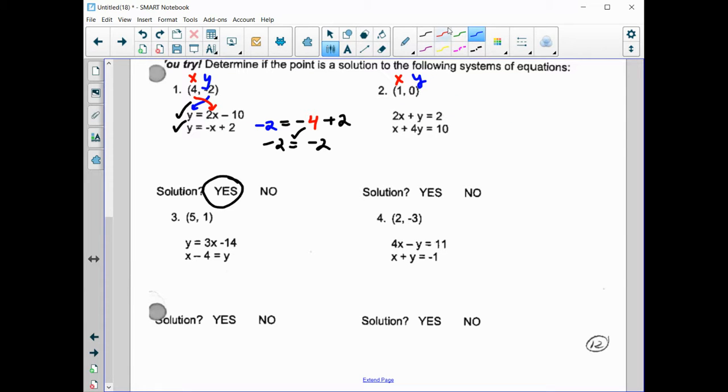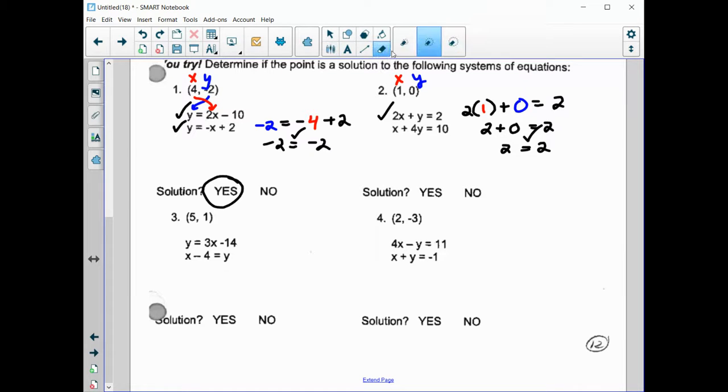So let's take a look at the top equation. The top equation is 2 times, for x, I'm putting in 1, and then plus y. So y is 0. Let's see if that's equal to 2. 2 times 1 is 2, plus 0 gives me 2 on the left side and the right side. So it works for the top equation. Now we have to check the bottom equation.